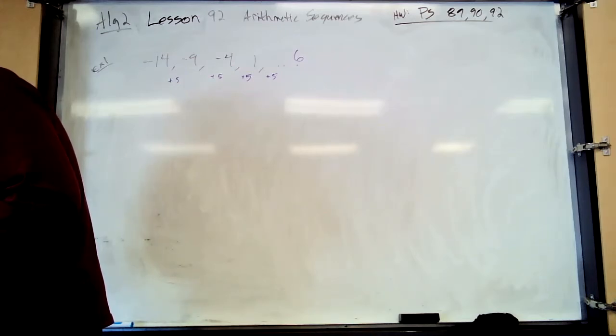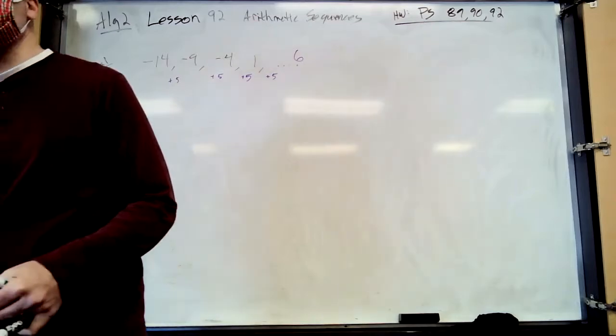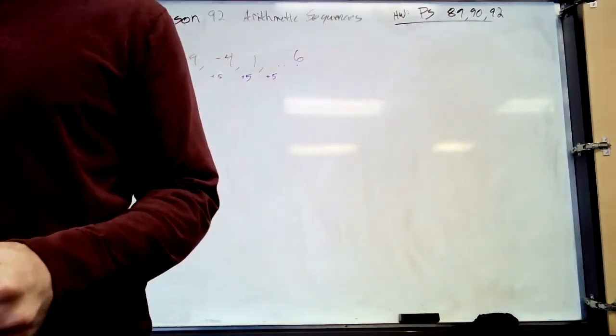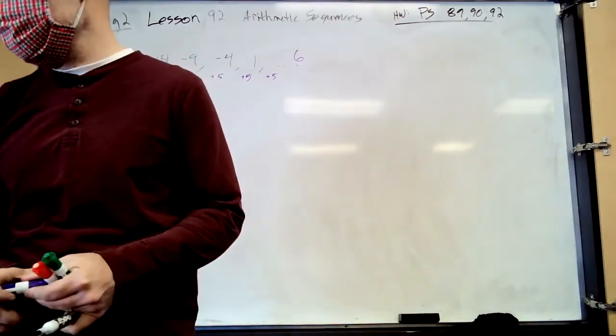So what comes next? Positive 6. Yeah, you're just adding 5 each time. So apply the pattern to get the next one. Okay, the next 3, so it says the next 3 terms. So you might have to add 5 a couple more times if you can handle that.